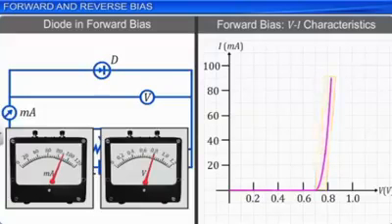The current I in the circuit changes non-linearly with the applied potential difference, and hence the diode is said to be non-ohmic in nature.